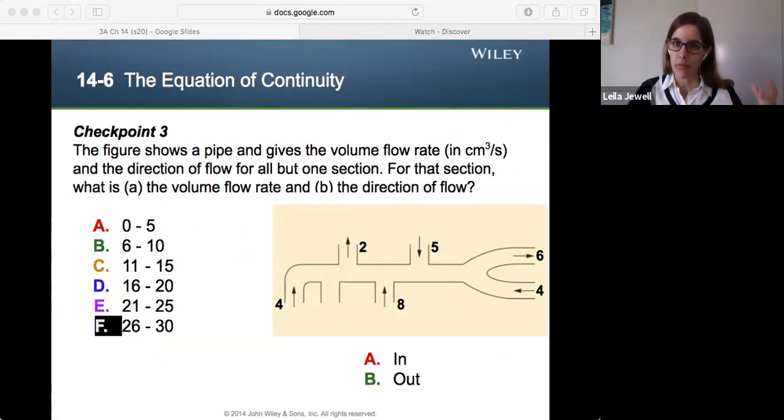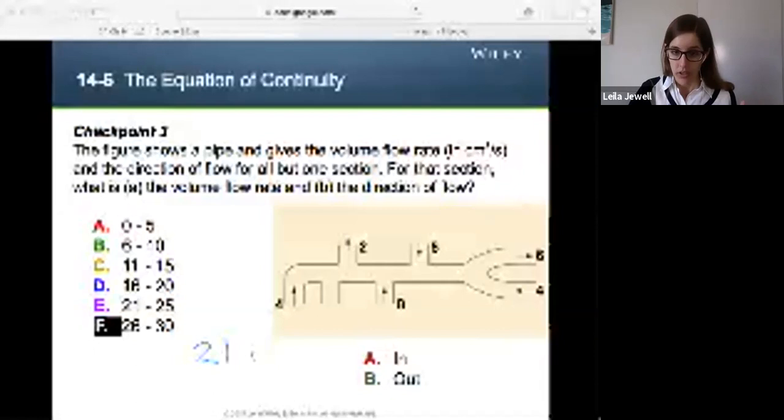Well, we know that the volume flow rate has to balance out. And so what that means is that the amount that goes in will have to equal the amount going out. So we can take a look. How much is going in? 4, 8, 5, and another 4 are all going in. And then we can look at which ones happen to be going out. So 2 and 6 are the ones that are going out. So that adds up to 8 out.